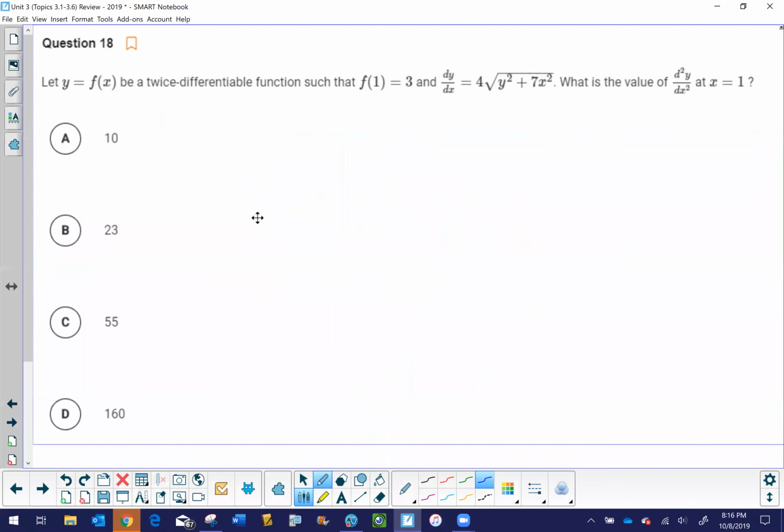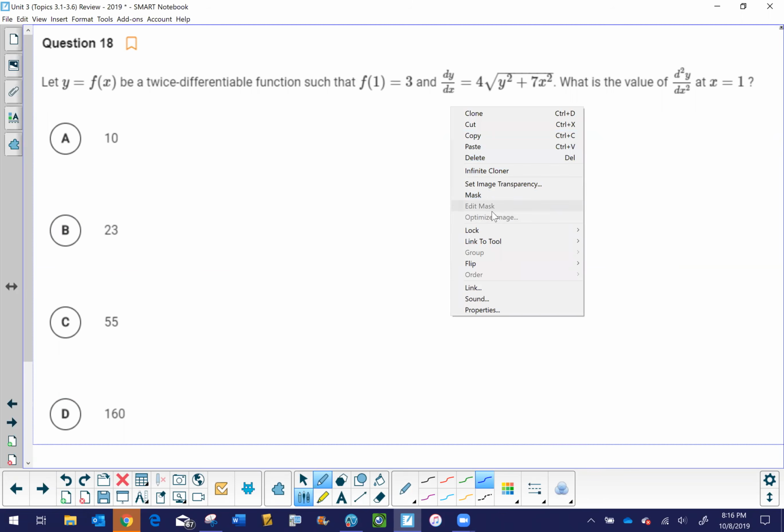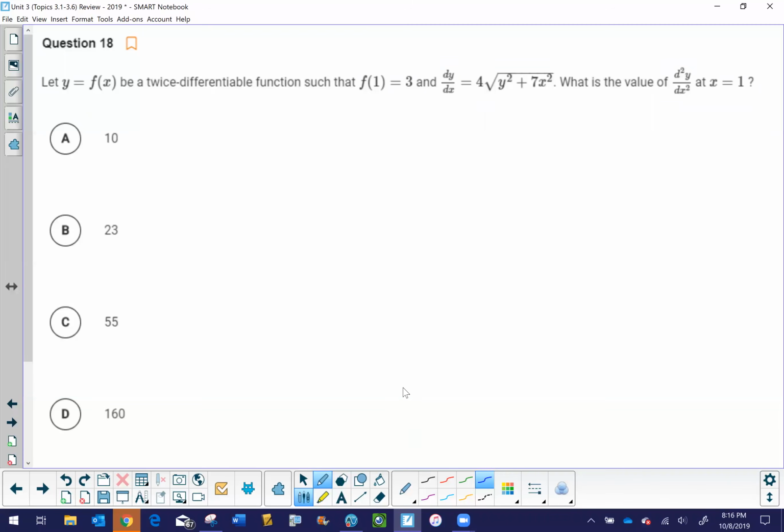So here it is. This one you can actually see. All right, let's take a look at this guy. Let's lock it in place first. So we read it. It says y equals f of x is a twice differentiable function. That just means that you can do stuff to it. Don't worry too much about that. f of 1 is 3. The derivative is given. What's the value of the second derivative at x equals 1? Oh, this is interesting. It's an implicit second derivative, but they did us a favor. They got us started. We already have the first derivative. We just have to take the derivative of this derivative.